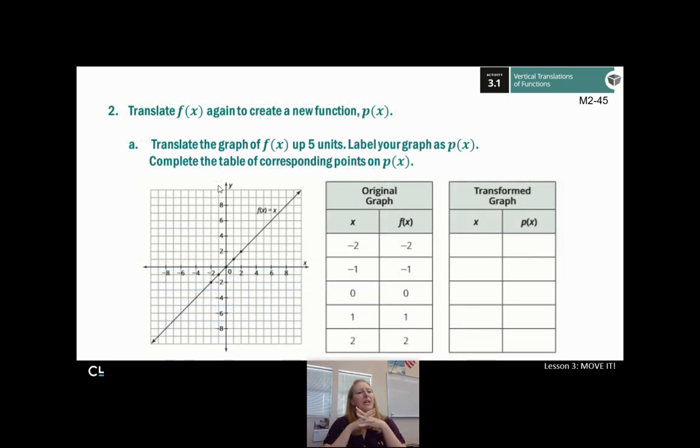But what if you translate your graph of f of x up 5 units to create a new function which we'll call p of x? So I have a few things I want you to do for part A. First, draw p of x. Push f of x up 5 units. Then fill in the table for p of x. You can manage it. Hit pause to work that out. Hit play when you're ready to check your work.